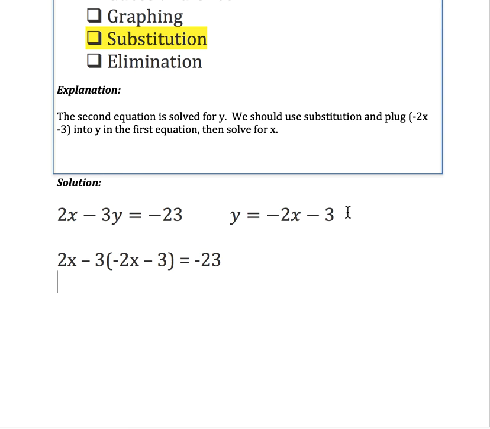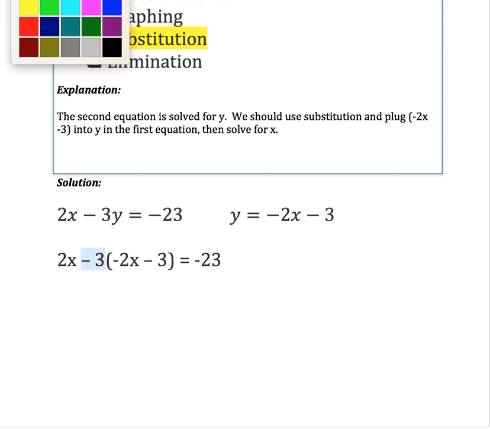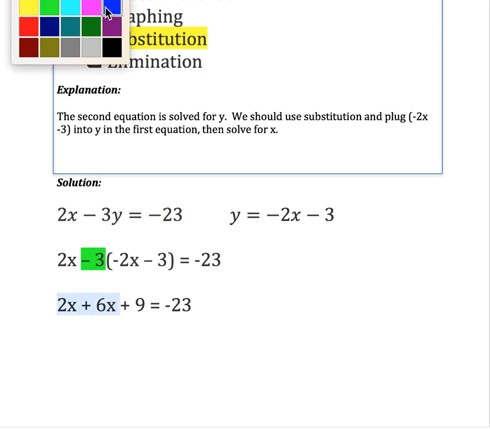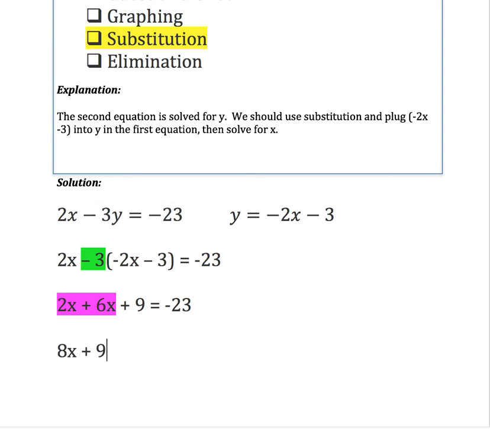And then I'm going to distribute this negative 3. And that's going to get me 2x plus 6x, right? Negative 3 times negative 2 is positive 6. Then negative 3 times negative 3 is positive 9. So I distributed. Now we're going to combine these like terms. 2x plus 6x, that's 8x. 8x plus 9 is negative 23. Subtract 9 from both sides, 8x equals negative 32. Divide by 8, x equals negative 4. So that's half of our solution.